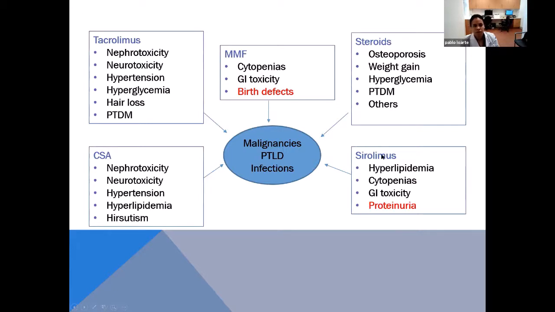switched to another regimen. All of these medications are associated with an increased risk of malignancy, post-transplant lymphoproliferative disease or lymphoma, and infections. The reason why they're associated with this is because the way they work is by compromising the immune system. So you have decreased immune surveillance, so they have a higher risk of malignancies and infections.